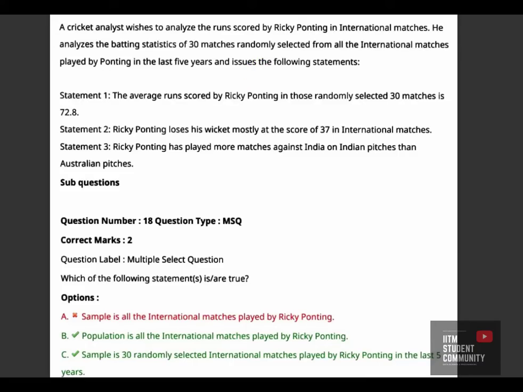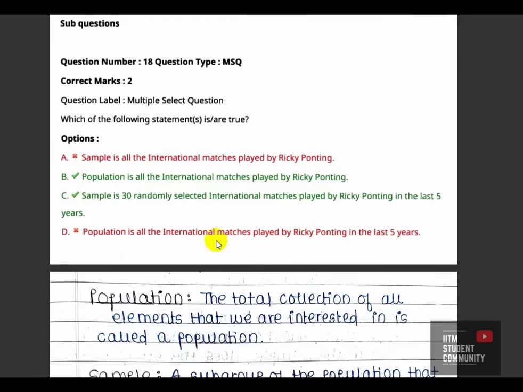Now, if we look at the options, population is all the international matches played by Ricky Ponting, that is option B is correct. Sample is 30 randomly selected international matches played in the last 5 years, option C is correct.